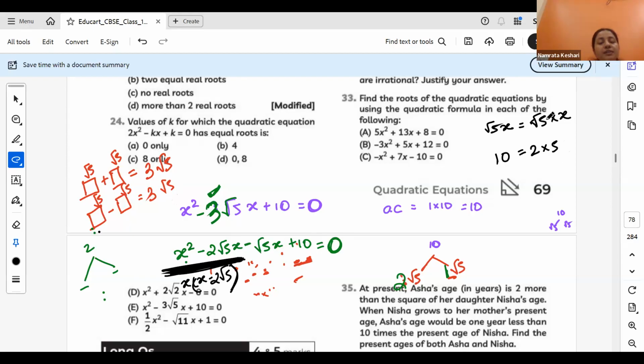Now here you need to understand the first term is containing root 5, and the second term, this 5, still you can break it. Can I write this 5 as root 5 into root 5? Yes or no? Yes, ma'am. This way we will break in case our first term is containing root 5.